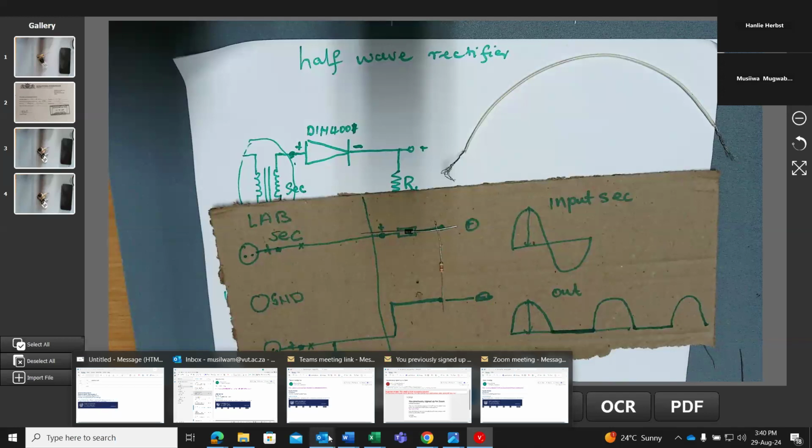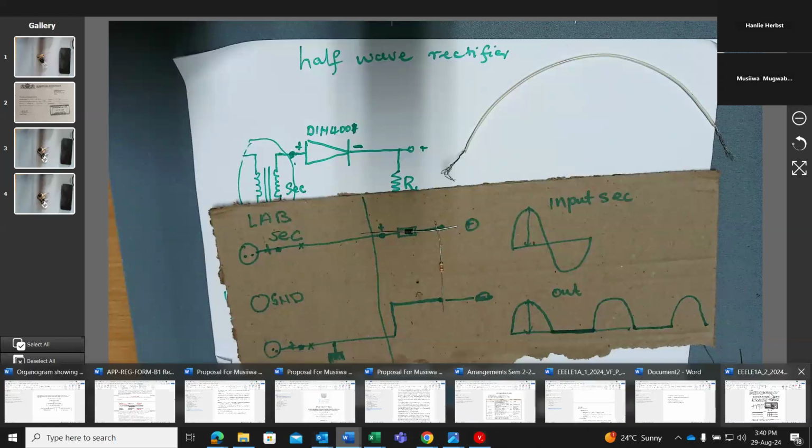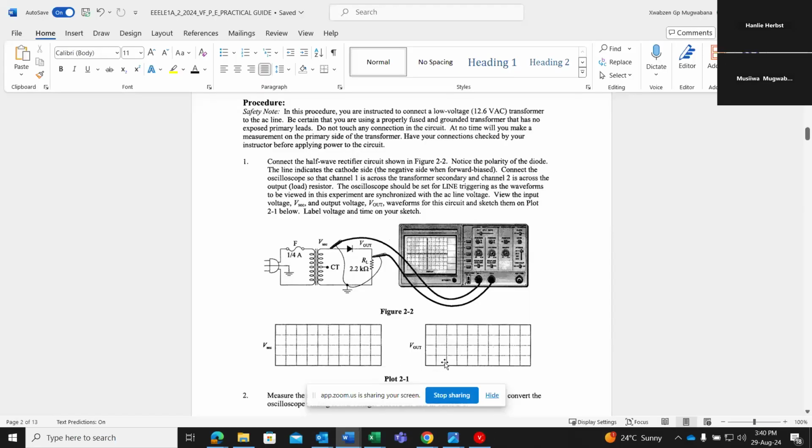On the secondary side, on the V out, that is the voltage that you are going to get, the one that I just demonstrated there. Then you plot your graph, or you call your technician and say, I have plotted this graph, come and see, this is my input from the oscilloscope, this is my output from the oscilloscope. Then you can be evaluated on the graph you give out.